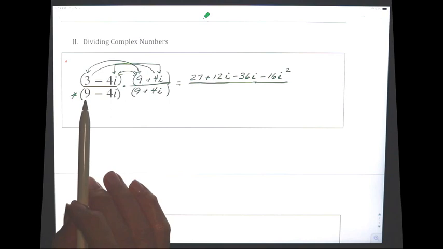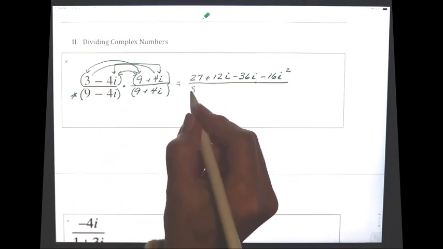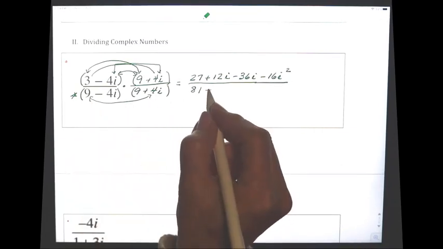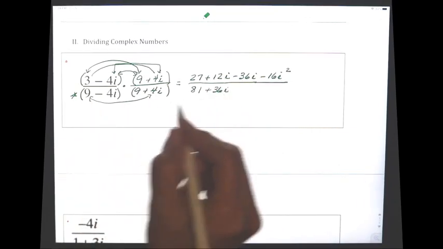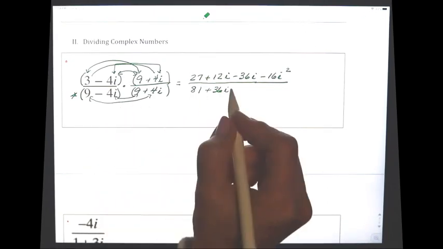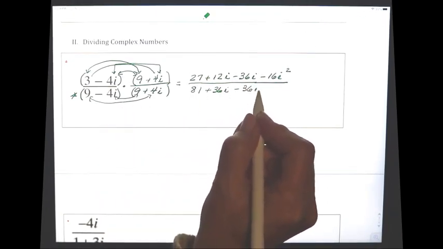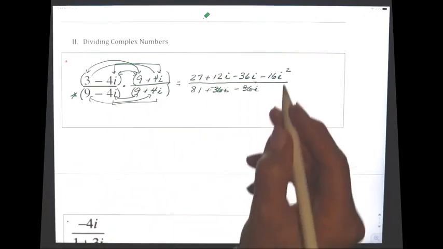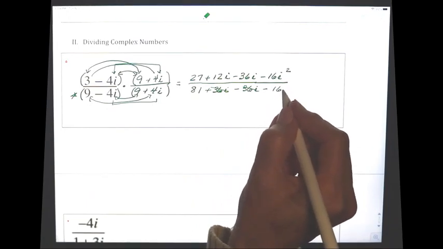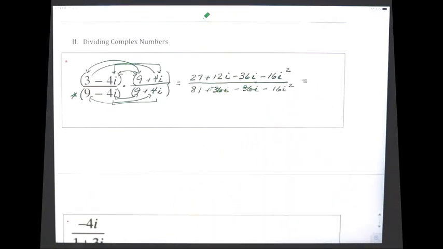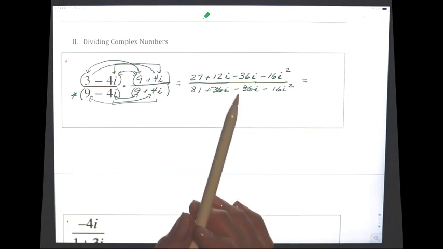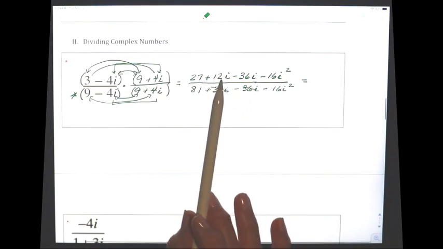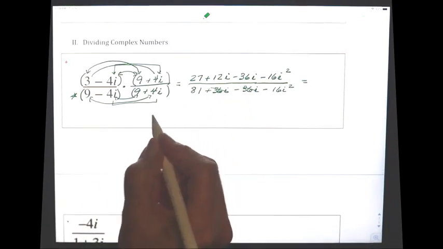Now let me do the bottom. So 9 times 9 is 81. Outside is positive 36i, and inside is negative 36i. And of course, that's why we did that, so those two things would add up to 0. And then last times last is negative 16i squared. Okay, so let's do a little bit of work here. We've already combined these two to 0 down here in the denominator. These two are going to combine, looks like, to negative 24i.